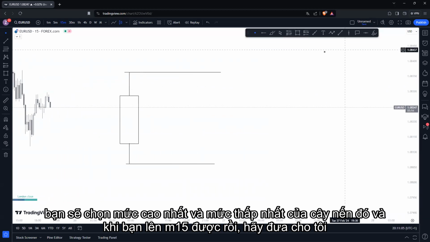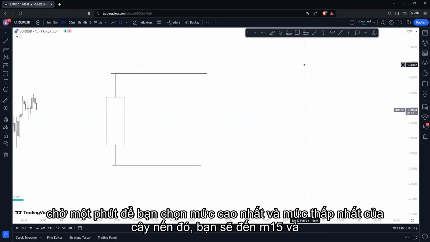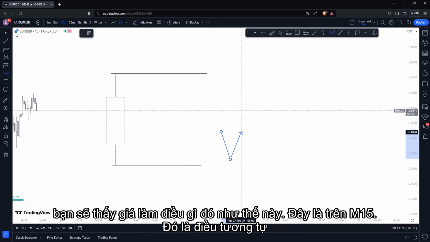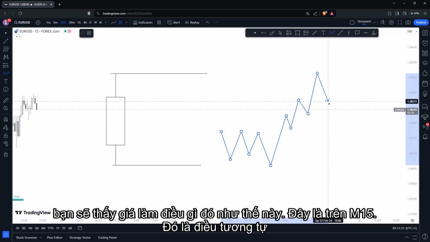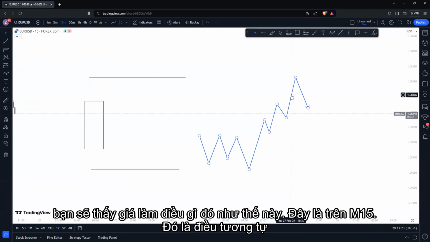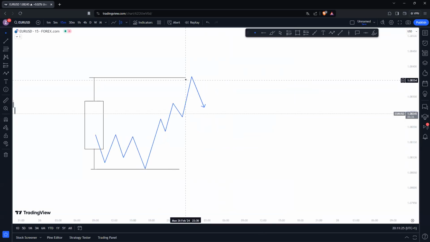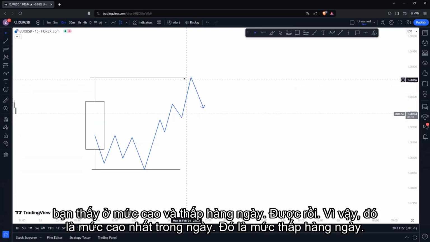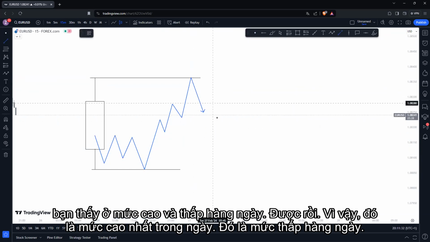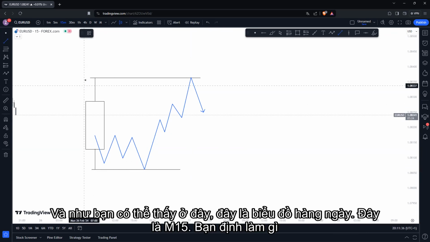And once you go to M15, just give me 1 minute. Okay, back. So you're gonna pick the high and the low of that candle. You're gonna go to M15 and you're gonna see price doing something like this. This is on M15. It is the same thing that you see on the daily high and low. So that's the high of the daily, that's the low of the daily, and as you can see right here, this is the daily chart.